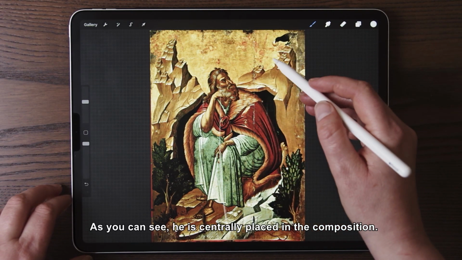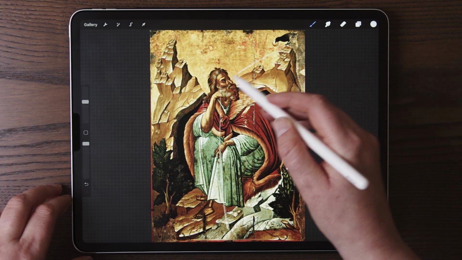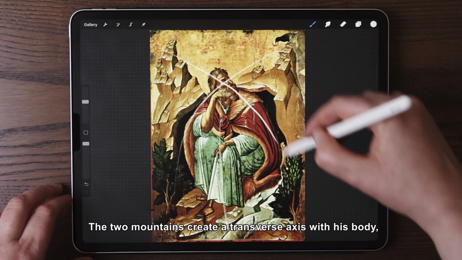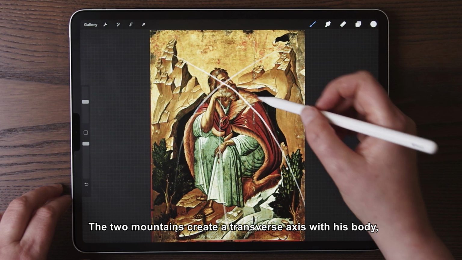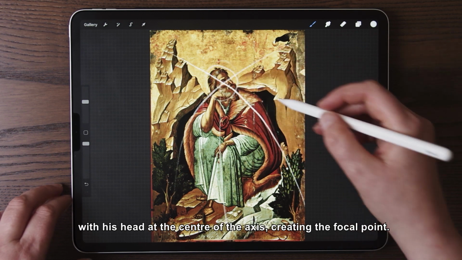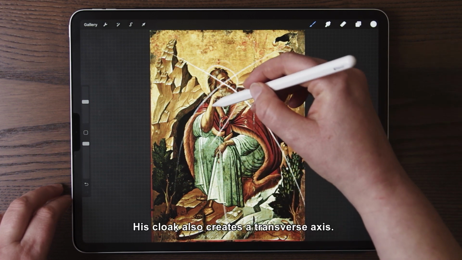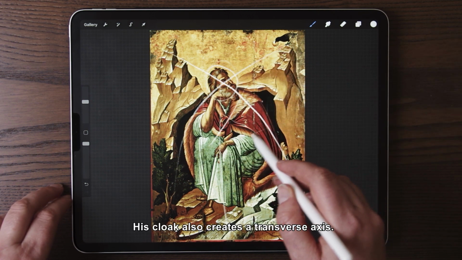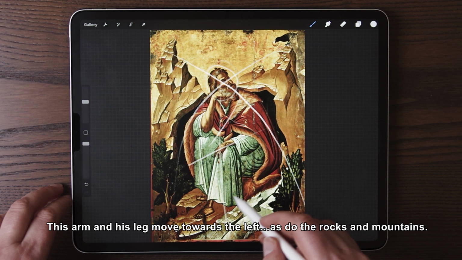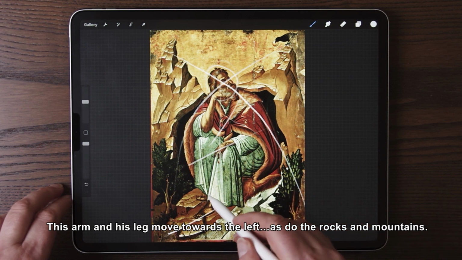As you can see, he's centrally placed in the composition. The two mountains create a transverse axis with his body, with his head at the center of the axis, creating the focal point. His cloak also creates a transverse axis. This arm and his leg move towards the left, as do the rocks and mountains.